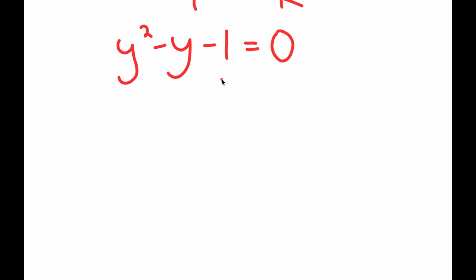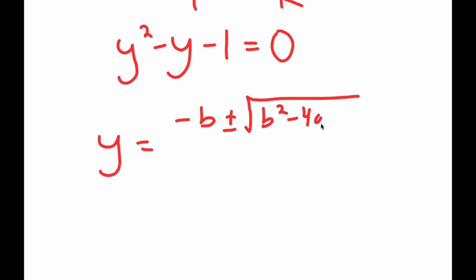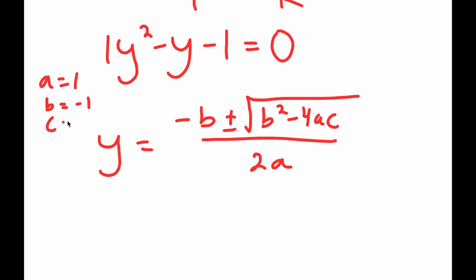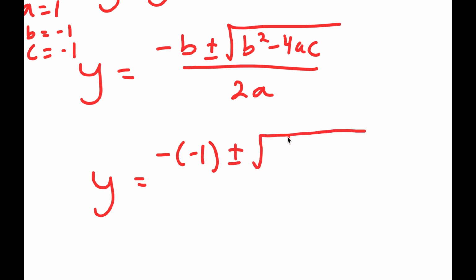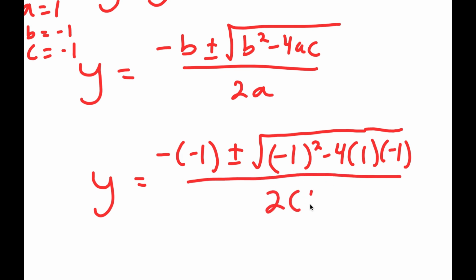Now over here I have a quadratic equation, and the easiest way to solve a quadratic equation most of the time is by using the quadratic formula. So the quadratic formula is negative b plus or minus the square root of b squared minus 4ac all over 2a. So in this case, a is 1, b is -1, and c is -1. So now I get y is equal to negative of -1 plus or minus the square root of -1 squared minus 4 times a, which is 1, times c, which is -1. And I have this all over 2a, so 2 times 1.